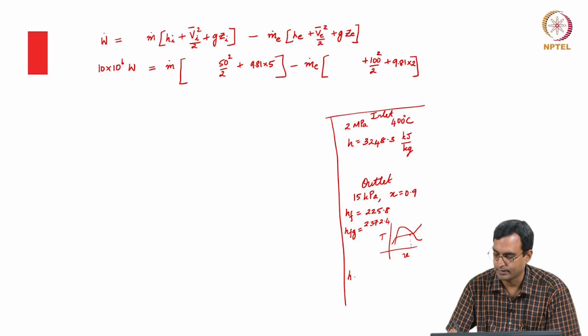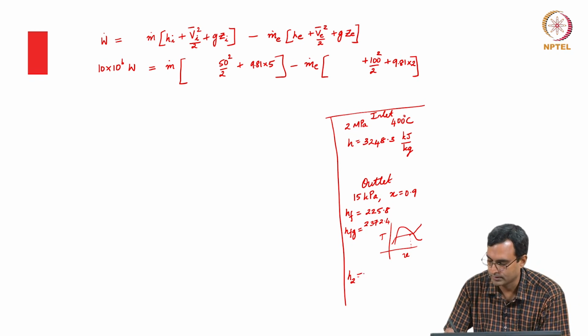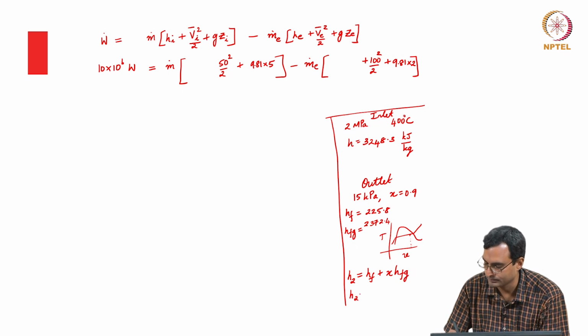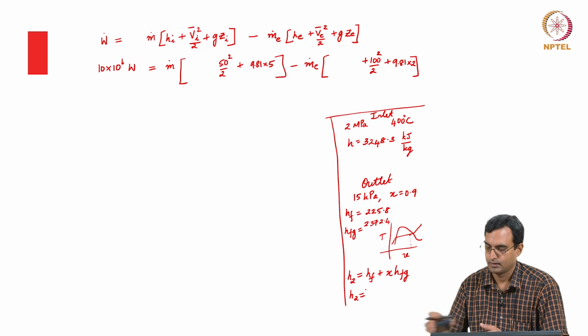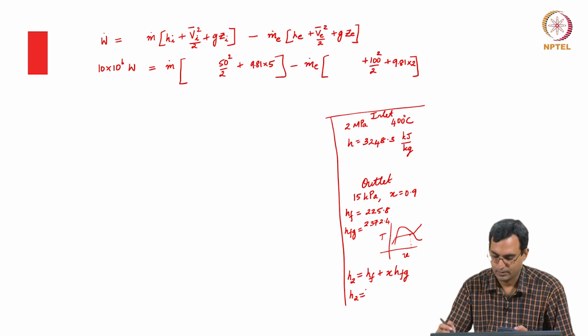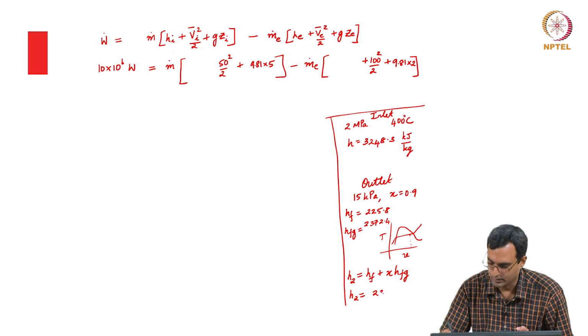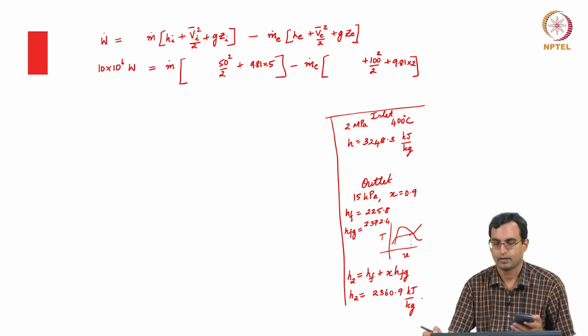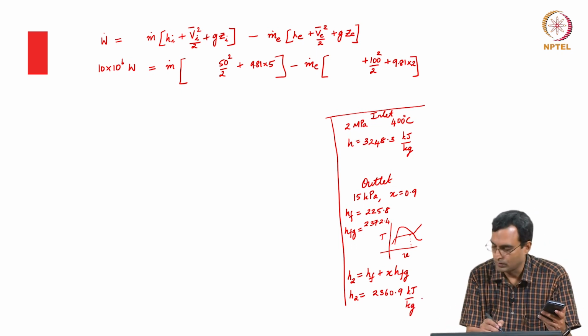So we know that the enthalpy at the outlet is given as this. So x is given as 0.9. It gives me a value of 2360.9 kilojoule per kg. So I can put these values here now.